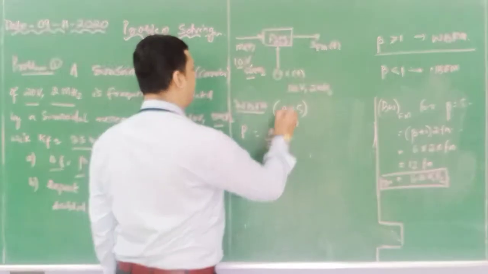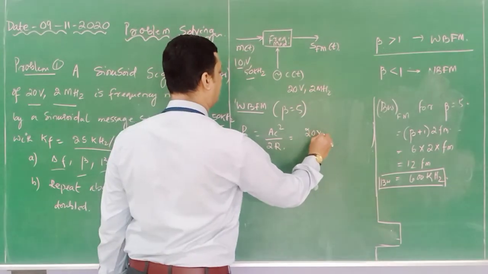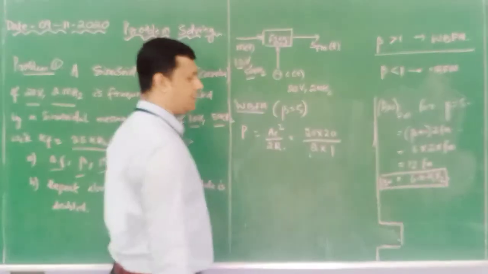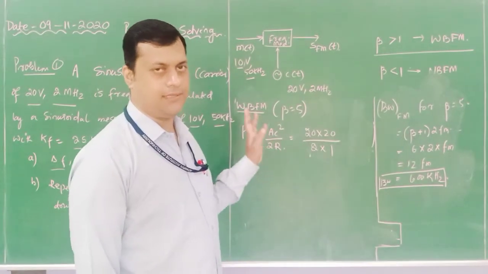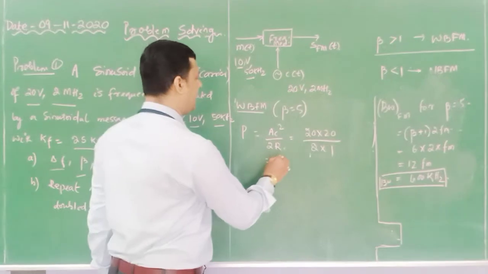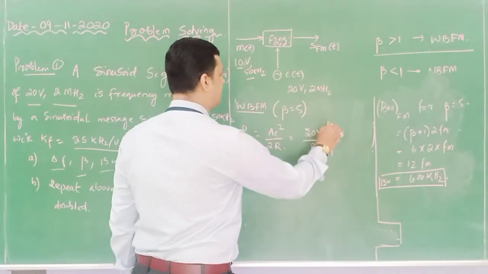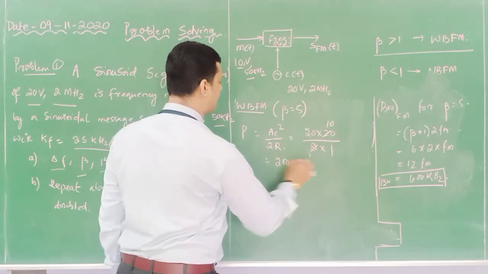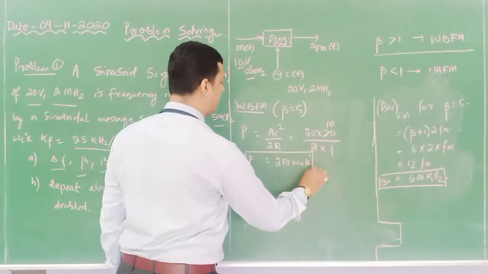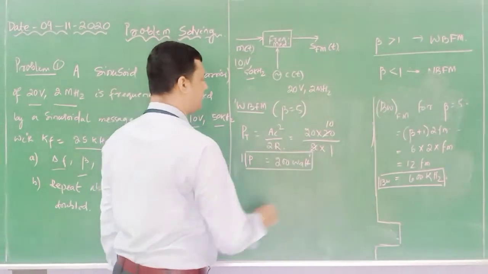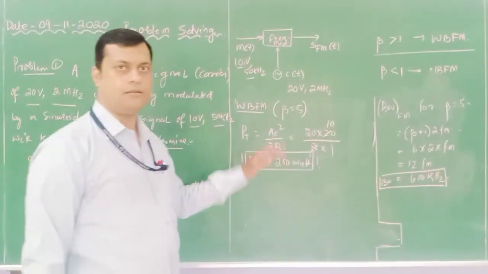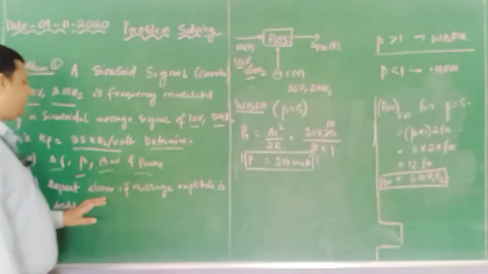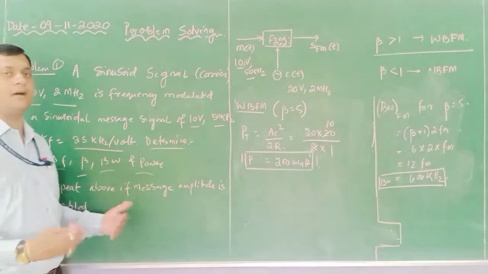So here Ac is how much? 20, so 20 square divided by 2 into 1. Here R value is not given, consider R as 1. So how much will it be? This is 10 and this is 200 watt. Okay, so this will be our transmitted power. Done.